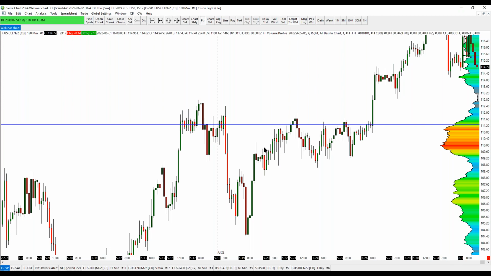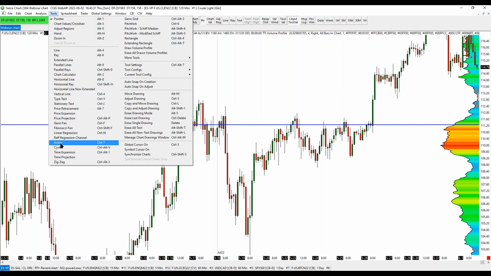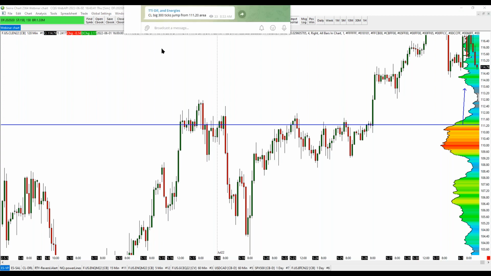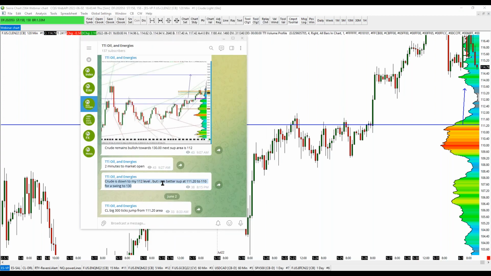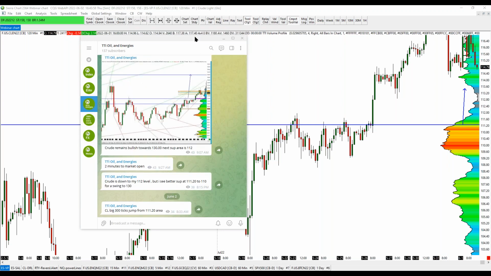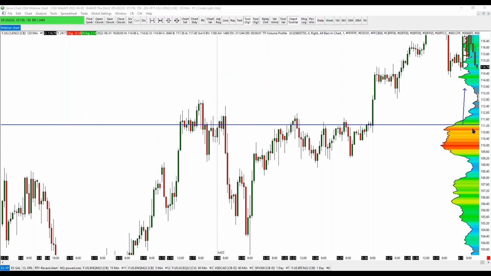And I would tell my members, I have a long from here. And I will usually, not only will I give them the idea, which I said 1120 is a support level, I will also give them some kind of an indication. Sorry, it's not showing. I'll give them a chart with it too. But you get the idea.